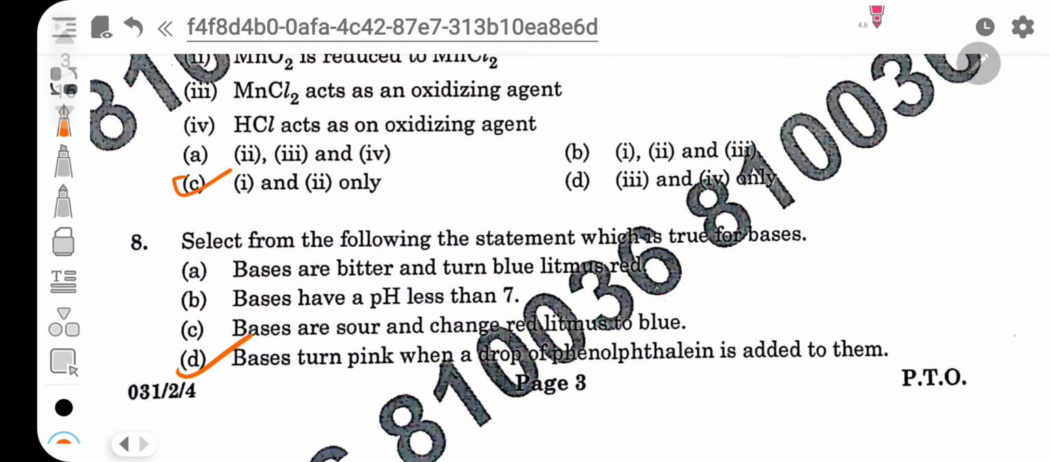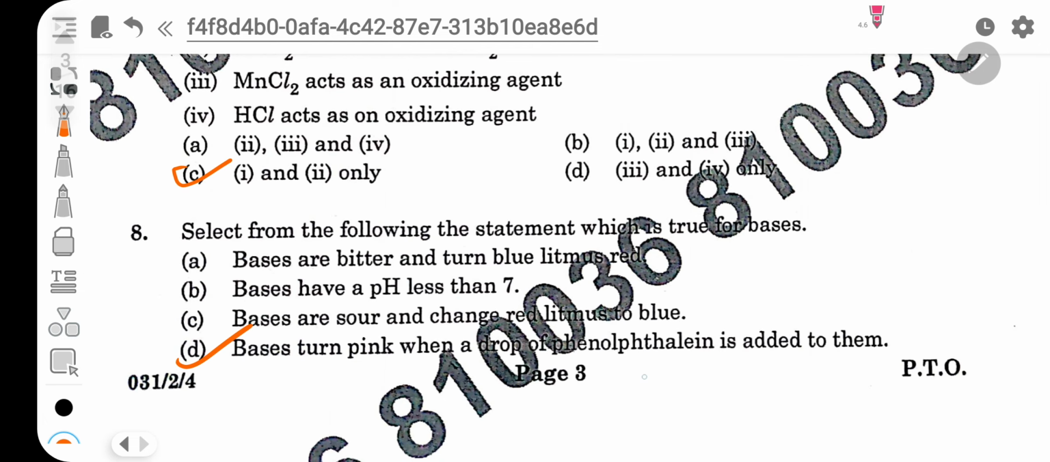Select from the following statements which is true or false. True for bases: when a drop of phenolphthalein is added, it will turn pink. So the answer is D.